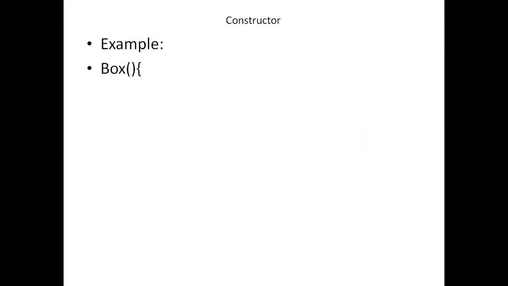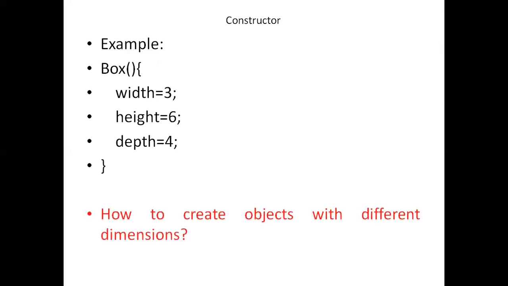Example. So if you remember the box class which we created in the last video, it has three instance variables: width, height, and depth. So when I write this constructor inside the class, whenever we create a box object, it will create a box object with these initial values. So width will be 3, height will be 6, and depth will be 4.